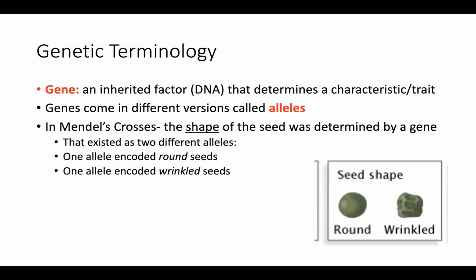So let's start with some terminology here. As you move through this chapter, if you do the reading or watch some more videos, you're going to see these terms a lot. The gene. In genetics, a gene refers to an inherited factor that determines a characteristic or trait. We're clear that this is DNA. Segments of DNA determine specific characteristics or traits about us.